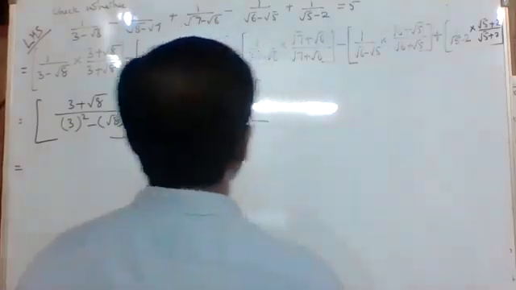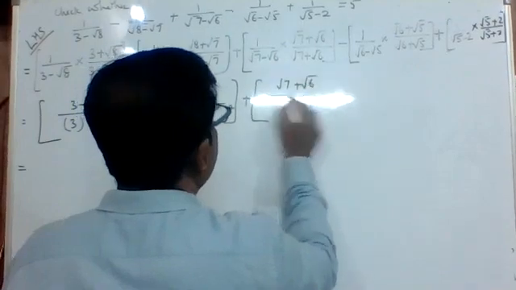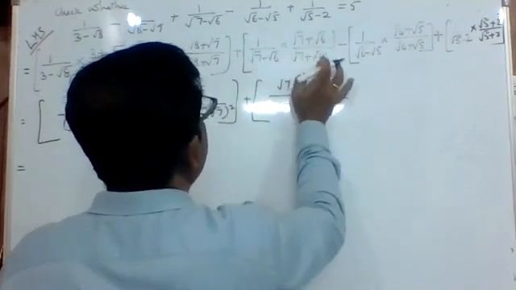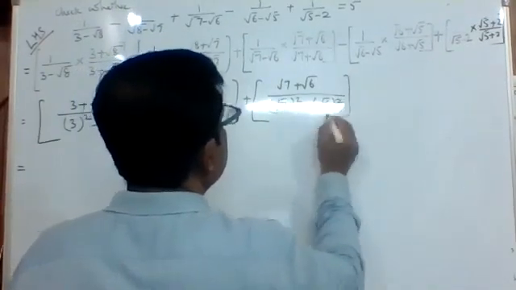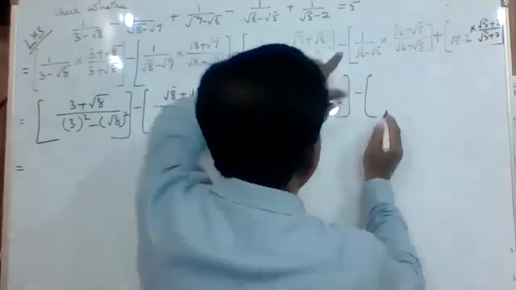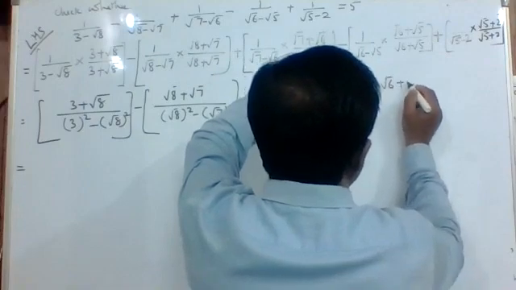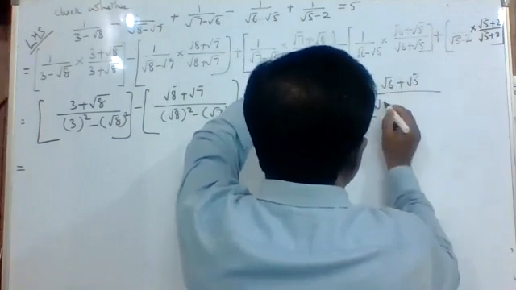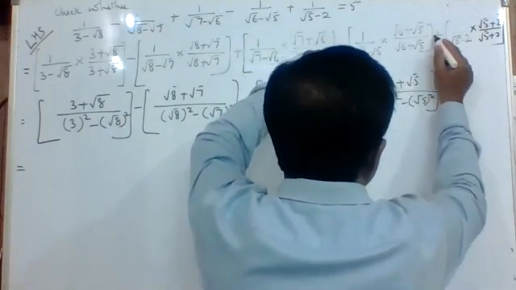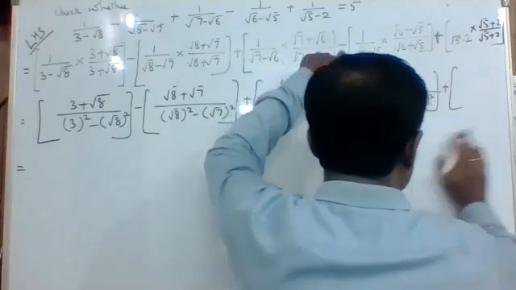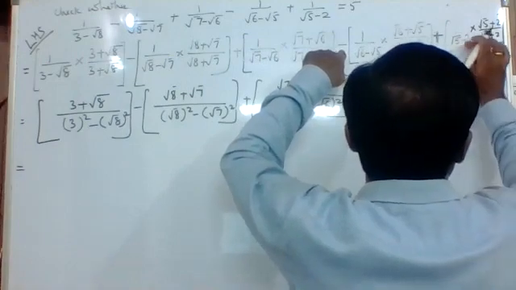Clear? Next, this is 1 into root 7 plus root 6, that is root 7 plus root 6 upon a minus b into a plus b, that is a square minus b square. Sign is minus. Okay, sign is important as well. It must not be mistaken. This is root 6 plus root 5 upon root 6 whole square minus root 5 whole square. Sign is this time plus. Last sign is plus.